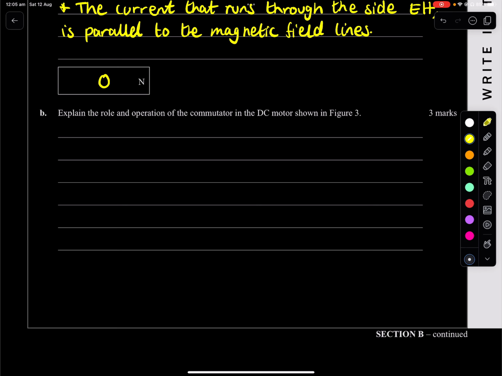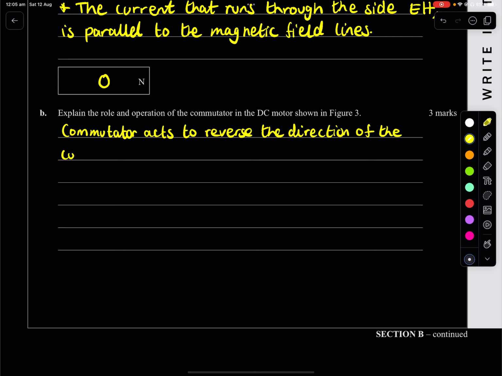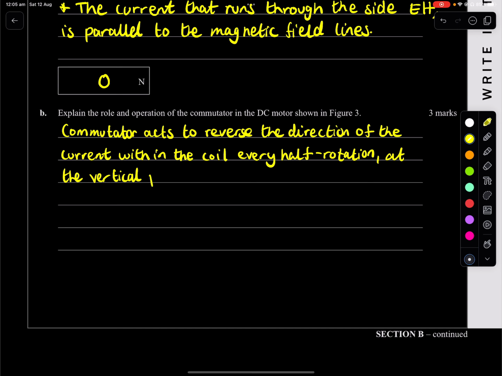So we can say, okay, the commutator acts to reverse the direction of the current within the coil, every half rotation at the vertical position. Okay.